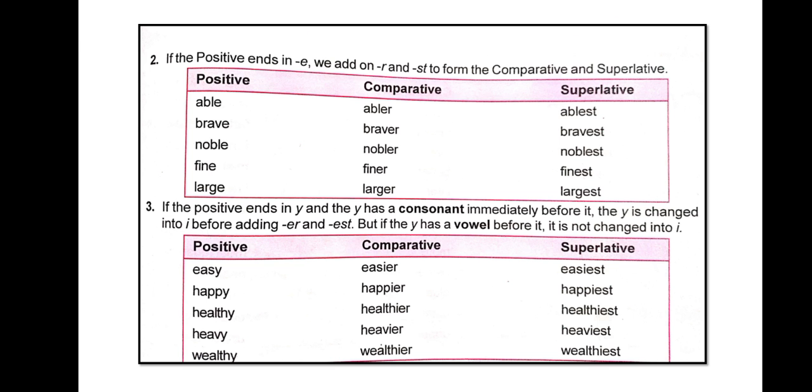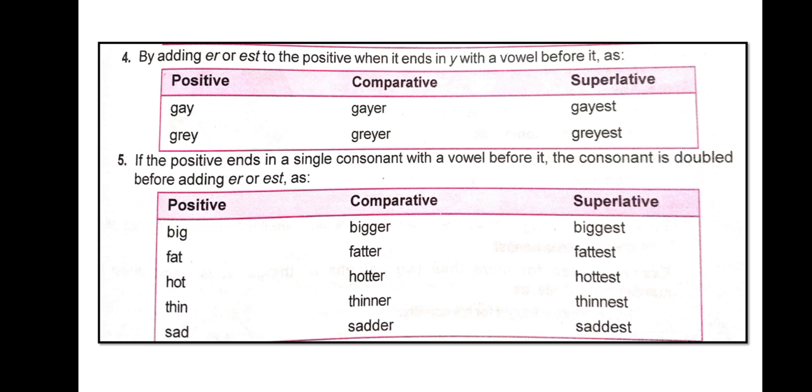Number 4: by adding er or est to the positive when it ends in y with a vowel before it, as here we have positive, comparative and superlative: gay, gayer, gayest; grey, greyer, greyest.